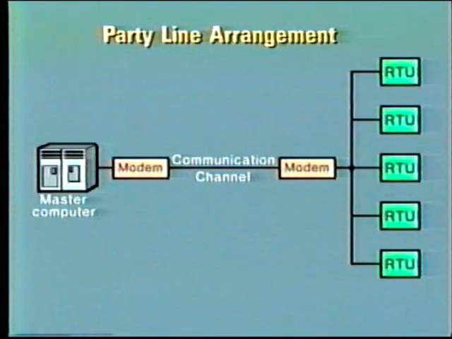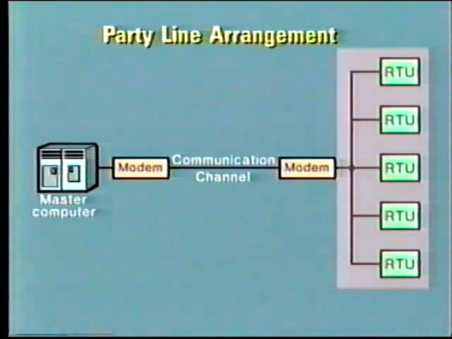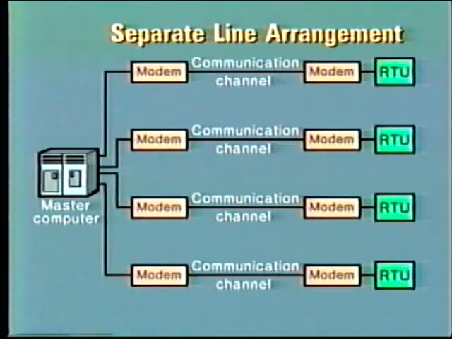The most common form of communication channel is the voice-type leased service. This may be connected in a party line arrangement where one channel is used to communicate in turn with several RTUs located in one substation. A more reliable configuration uses a separate communication channel and modem for each RTU. This also permits faster transfer of information.